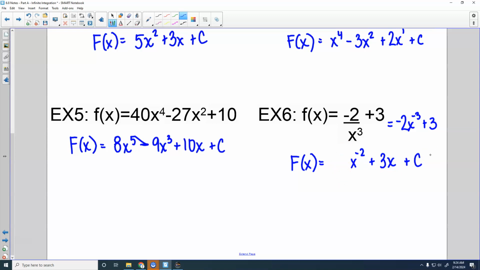Okay, so the rule is always going to be the same for this, but you are going to need everything to be in just regular exponential form first before you can take the integral.